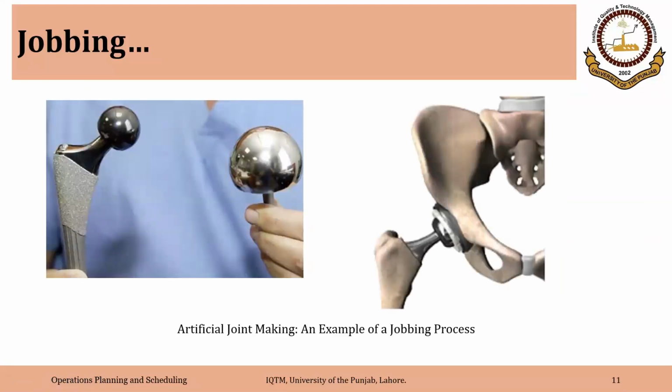We already saw this example, the artificial joint making. So of course, these joints are not made in bulk. They depend upon the physical features of the patient, and it is made as per order. And of course, this is not made in big quantity, and some general common processes are required in order to make such joints.